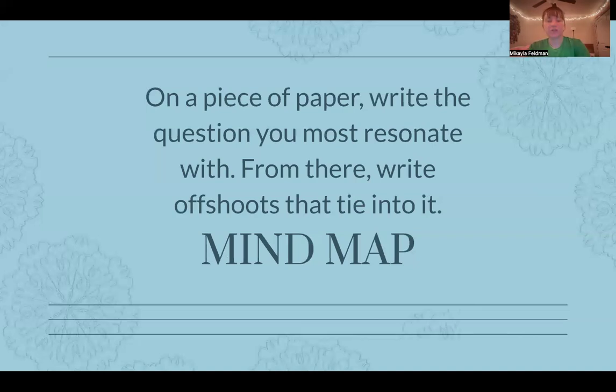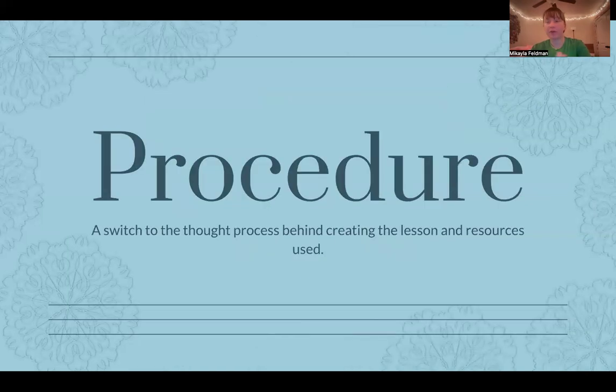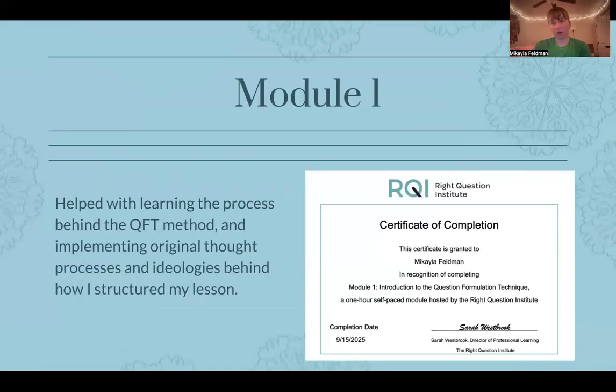So for the procedure, we're going to do a little switcheroo on my thought process behind creating the lesson and what I used to do it. So I'm going to go briefly through each of the modules and how they help me. So module one was very much about introducing the QFT process as a whole, and this helped me with creating the lesson and having that foundation when it comes to what am I going to do? How am I going to approach this? What activities am I going to do before and after the QFT? Just putting those guidelines in place before I even think about choosing a primary source.